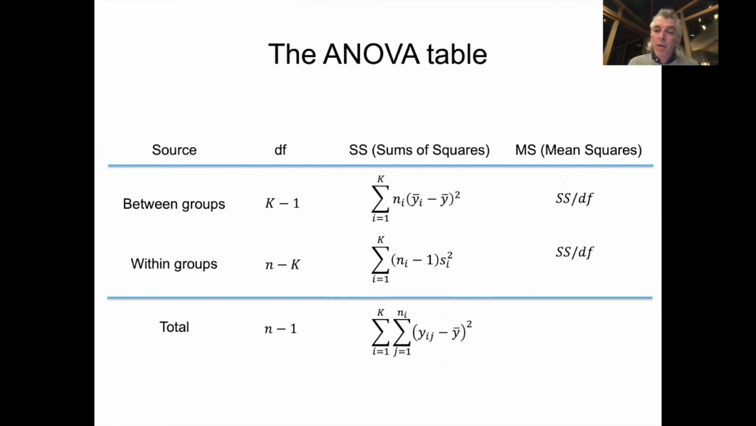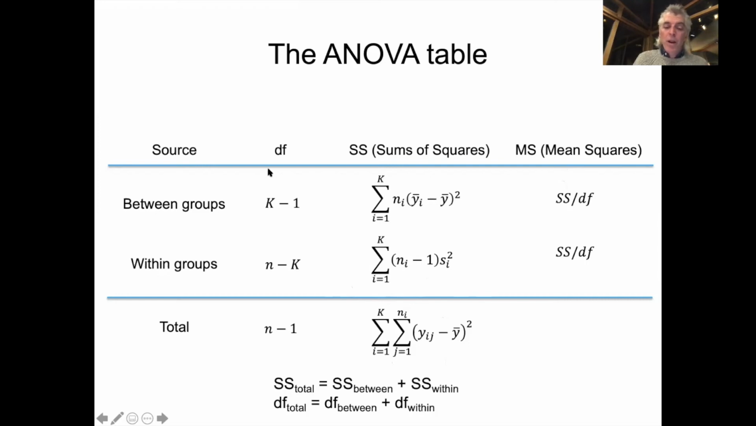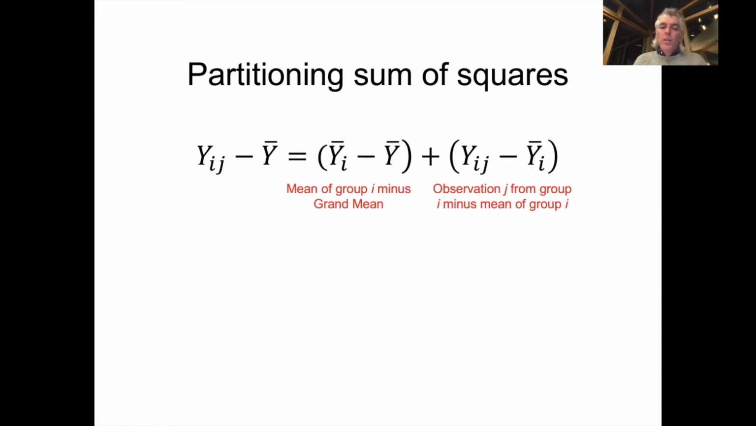Now, what's really neat about this ANOVA table is it makes clear that these sums of squares and degrees of freedom add up to our total sums of squares and our total degrees of freedom. So the total sums of squares is equal to the sum of squares between plus the sums of squares within. And our total degrees of freedom is equal to the degrees of freedom between groups plus the degrees of freedom within groups. So what we're doing in an ANOVA is to simply say that we can decompose all of these differences between each individual observation and the grand mean.